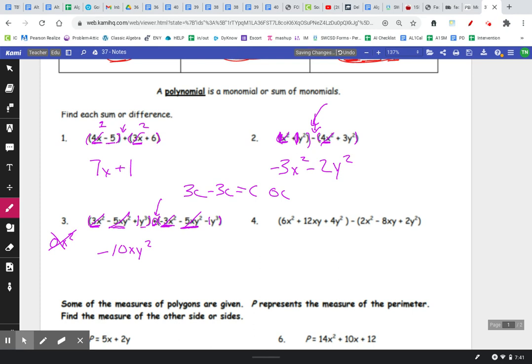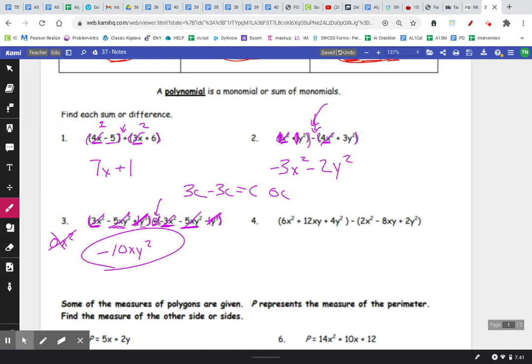My last thing, y to the third, and that's one of them, and negative 1y to the third. Those are alike because they both have a y raised to the power of 3. If one of them was y squared and the other one was y to the third, they wouldn't be alike. But these are alike. So 1y to the third plus negative 1y to the third. We get a situation like these x's from before. 1 plus negative 1 is 0. These are gone. My answer is a monomial. That's one term. There's no addition or subtraction signs left. It says negative 10xy squared. My answer is a monomial. There's just one piece.